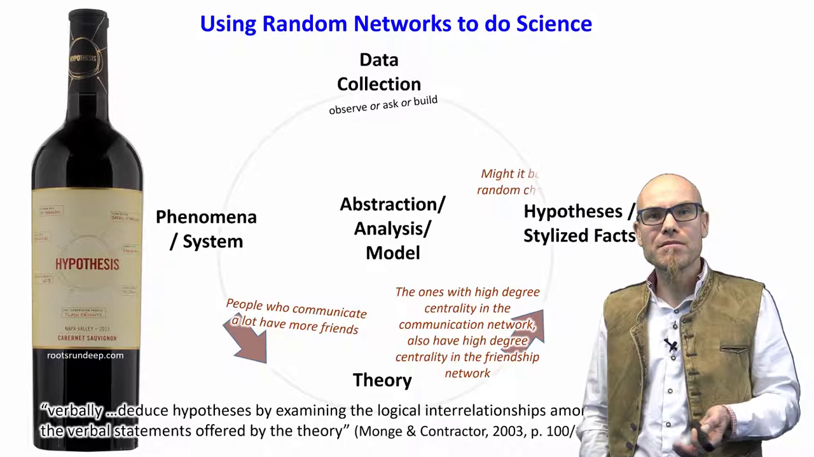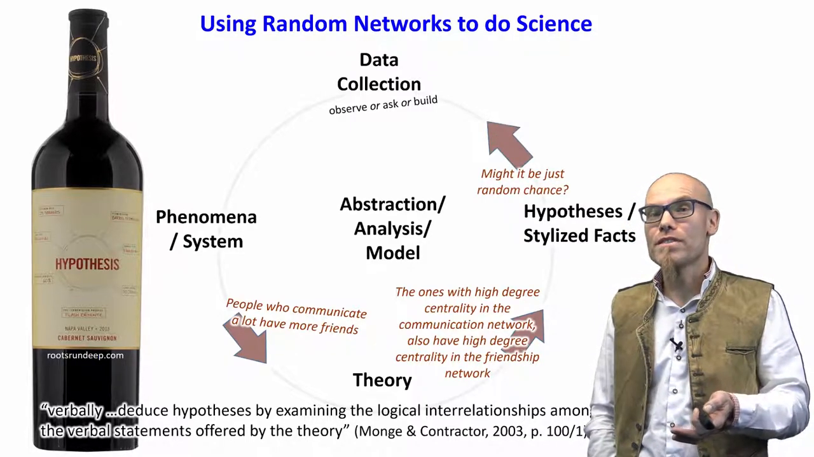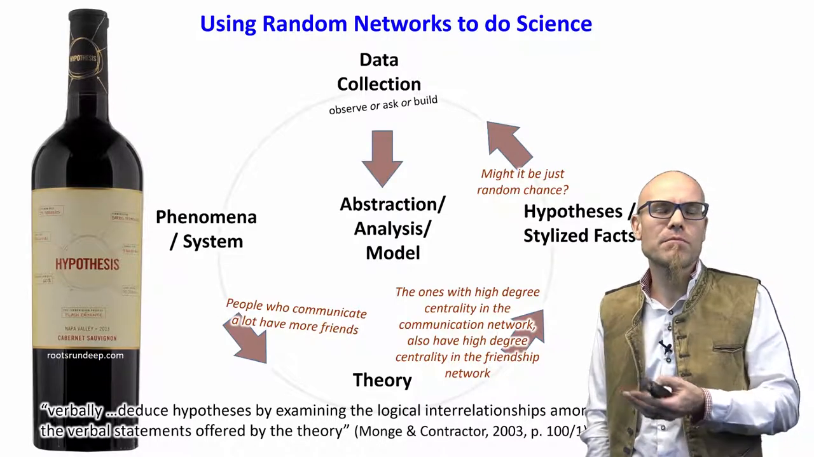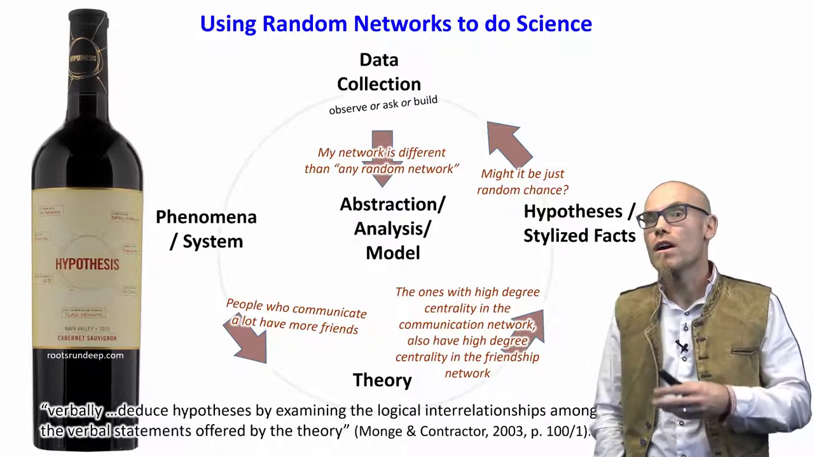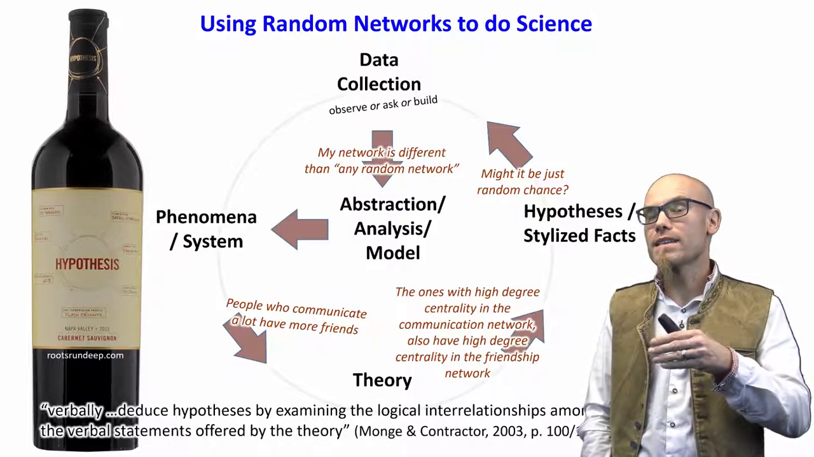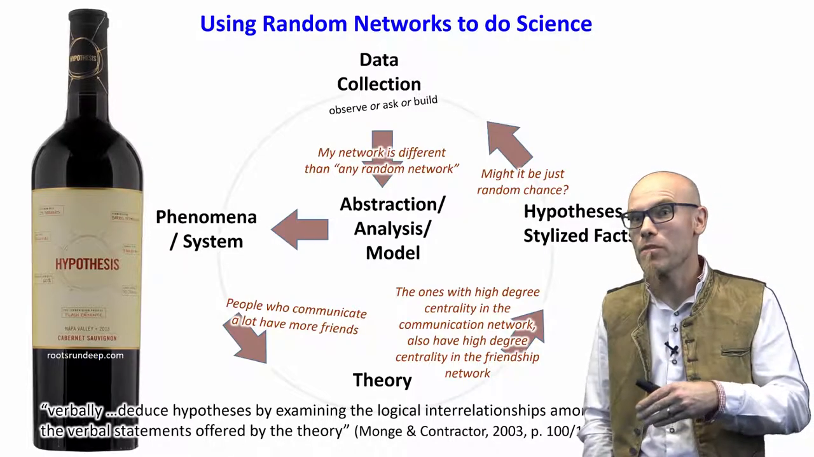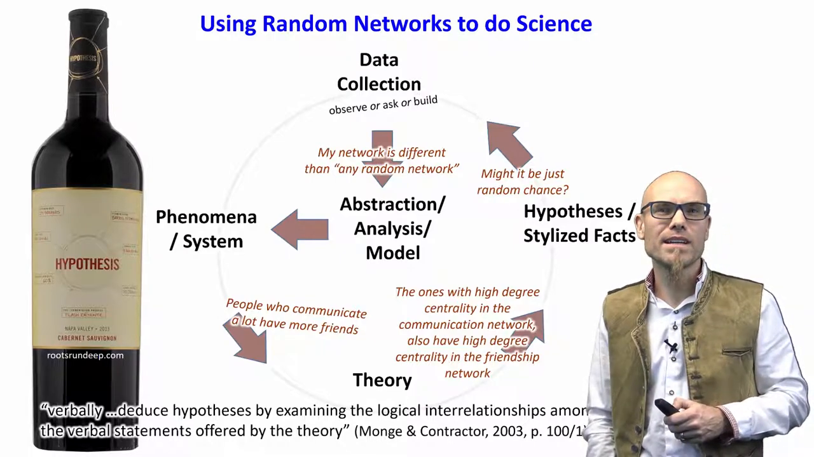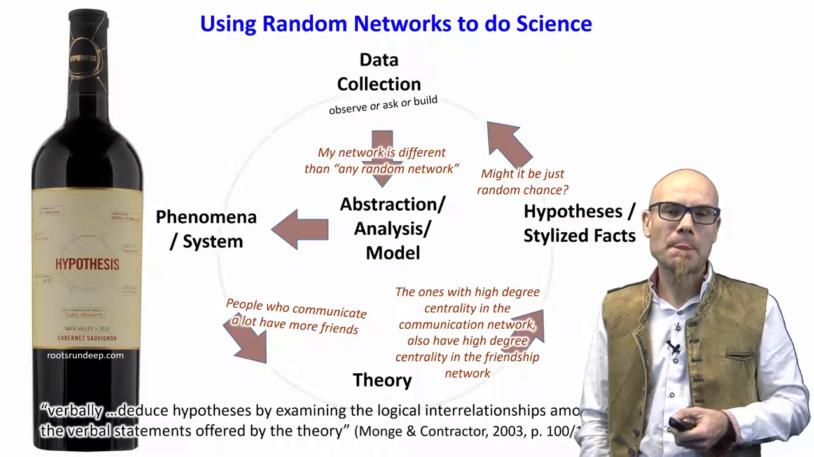So you create your random networks, you collect your data, you analyze your data, and then you find that my network is different from this random network, and then you go back to the phenomenon. So random networks are very important because you can use them as part of the hypothesis testing. So that's the idea behind it. That's one of the major benefits of random networks.